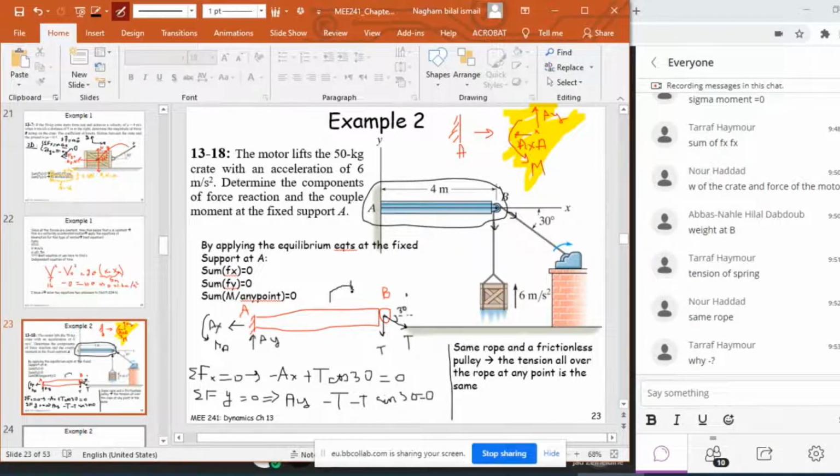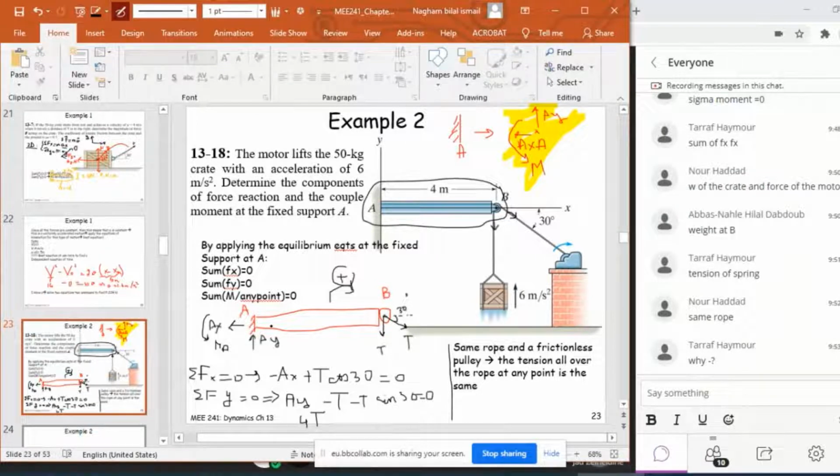Now for the sum of moments, guys, I'm gonna take this as my positive direction. You can also flip it, all right? So if I take this as my positive direction, then T will be doing a positive moment. This T here will be doing a positive moment, and this moment will be equal to T times this distance, which is 4. So 4T moment.